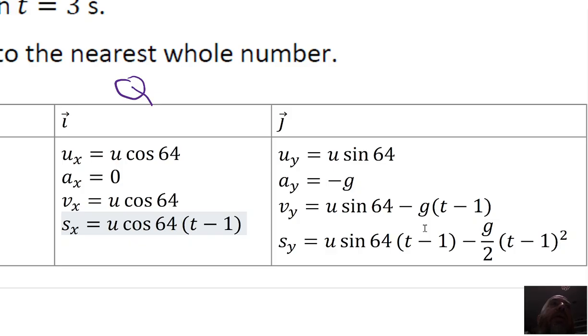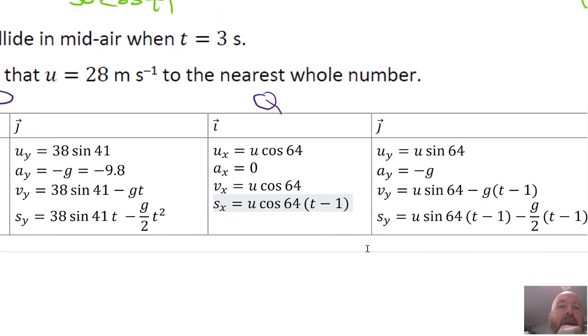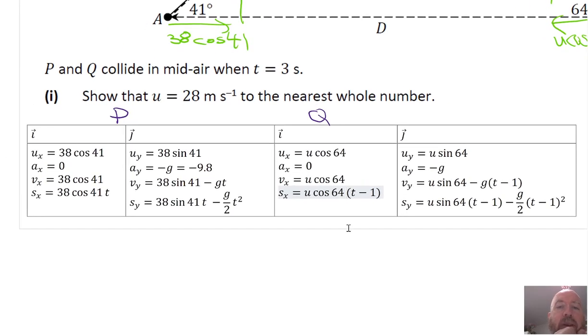okay, how do we use that P and Q collide in midair when t equals 3? So what does that mean? If they collide in midair when t equals 3, what does that mean?